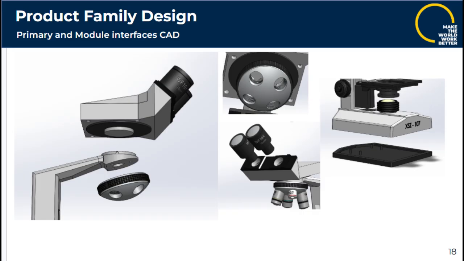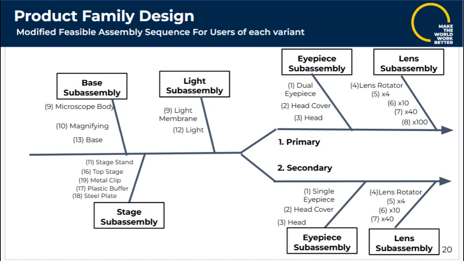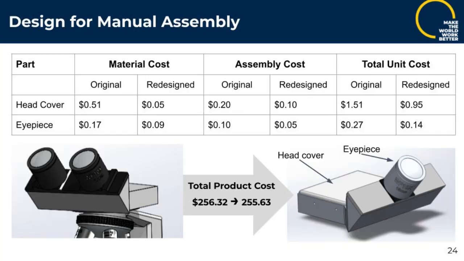In this slide, we see the common interfaces between the platform components and each module component that allow plug-in of modules for the primary product variant. This is the modified feasible assembly sequence for users of each variant. This assembly sequence realizes delayed differentiation because only at the point of assembling the eyepiece and lenses subassemblies, they will begin to differ.